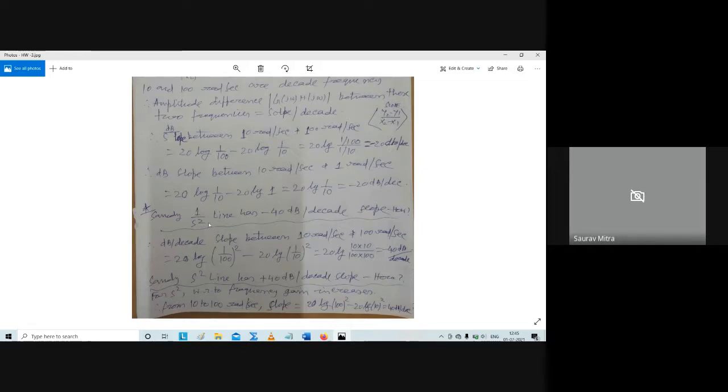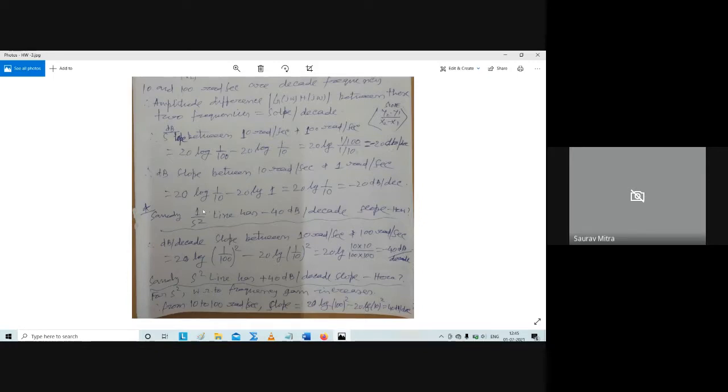So at 100 radian per second, it will be 20 log 1 by 100 square minus 20 log 1 by 10 square. That means it will be 10 square by 100 square. That means it will be 20 log 0.01. 20 log 0.01 is nothing but minus 2. So in that case, you are going to get minus 40 dB per decade.